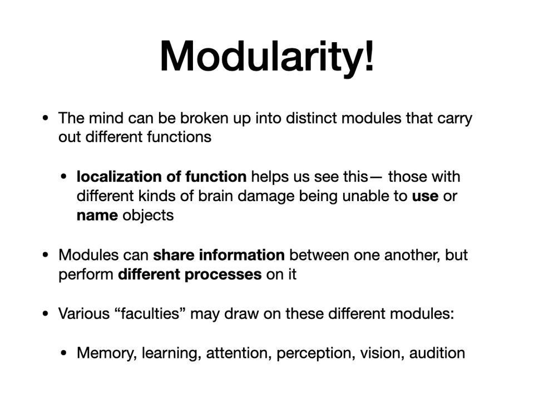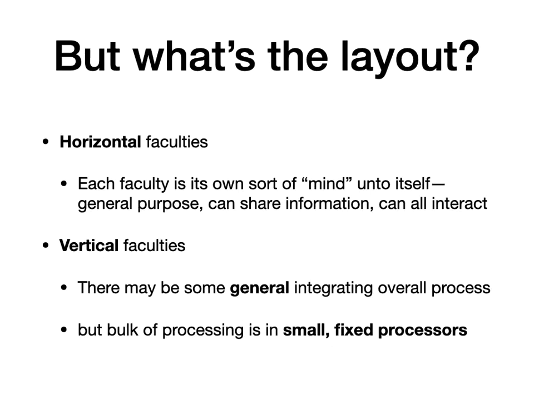But okay, the idea of modularity is good, but what's the specific layout? Well, there were two theories. There was sort of the de facto theory of horizontal faculties, and that is, well, your brain has all of these different abilities in it somewhere, but each of those is sort of its own nebulously defined mind. It does its own thing. We can study them separately. They can share information. They can all interact. Your memory can interact with perception and so on.